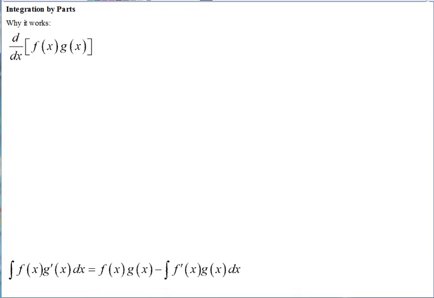These are the notes for AP Calculus on the topic of integration by parts. This is a method of integration that really comes from the product rule for differentiation. So let's review that real quick.